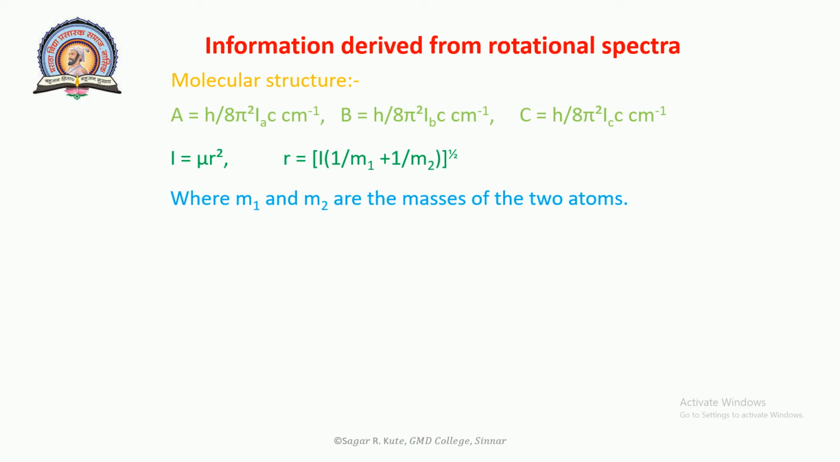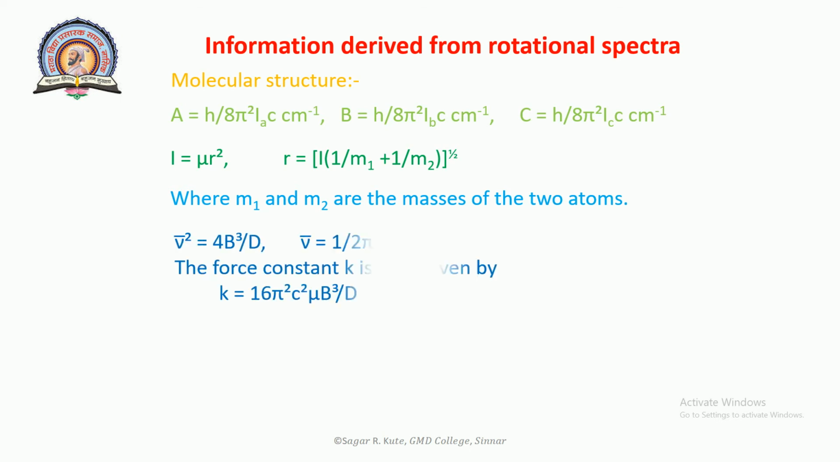Some molecular constants are determined from rotational spectra. The force constant of the bond can also be estimated from the values of rotational constant B and rotational distortion constant D. We have V bar is equal to 4B cube upon D. V bar is equal to 1 upon 2 pi C into under root of K upon mu, where the force constant K is given by K is equal to 16 pi square C square mu into B cube upon D.